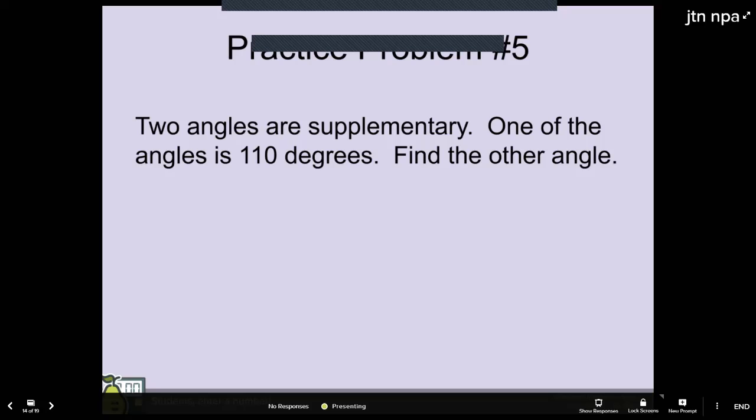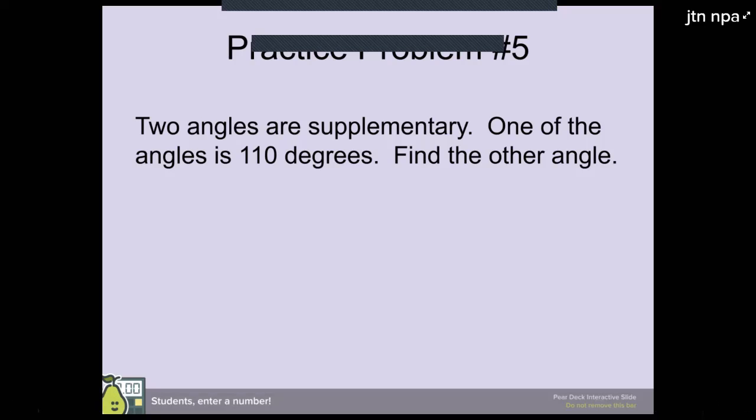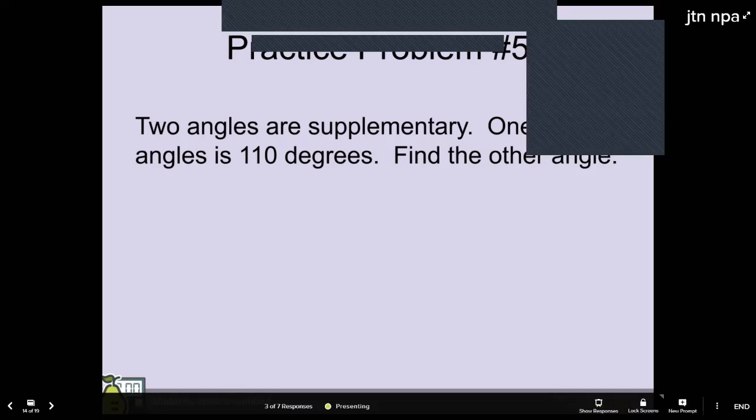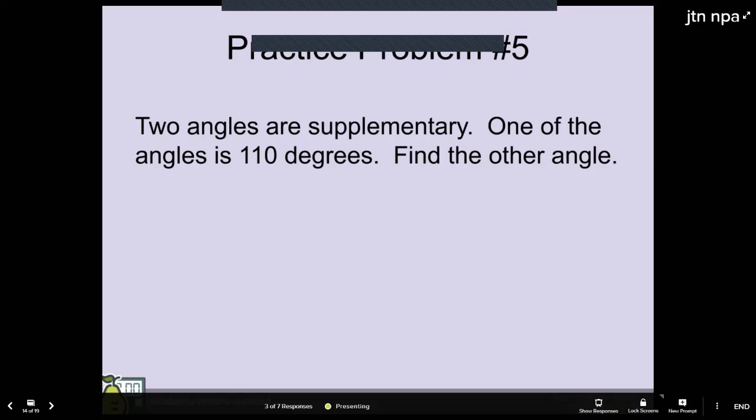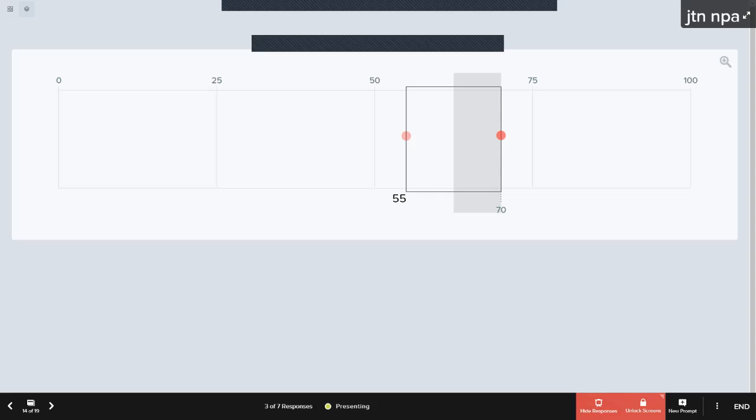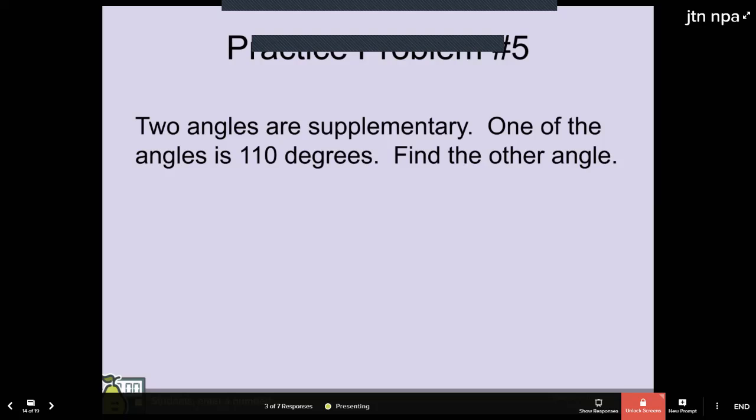All right, so practice problem for you guys. Two angles are supplementary. One of the angles is 110 degrees. Find the other angle. All right, and let's take a look at what you guys did. So two people said 70, one person said 55. So let's take a look here.